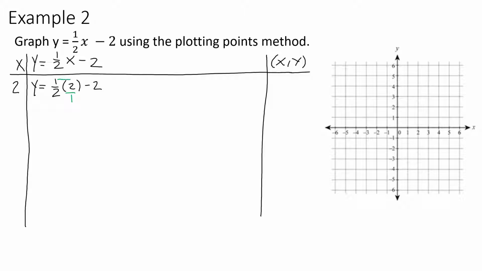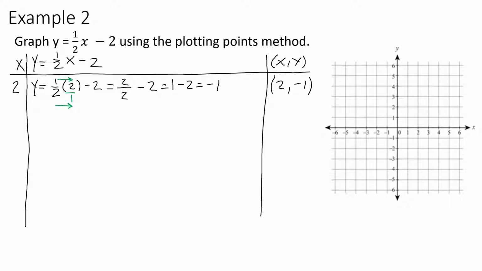When we multiply fractions, we multiply straight across in the numerators and straight across in the denominators. So in the numerator, we have 1 times 2, which is 2, and in the denominator, we have 2 times 1, which is 2. So 1/2 times 2 equals 2 over 2, and then minus 2 from the equation. Well, 2 divided by 2 is 1, so that simplifies to 1 minus 2, which is negative 1. Therefore, when x is 2, y equals negative 1.